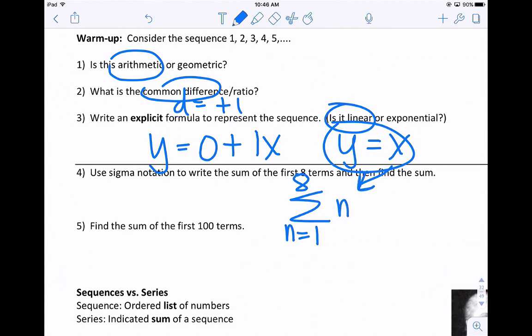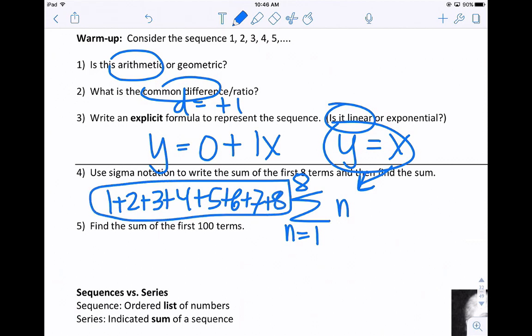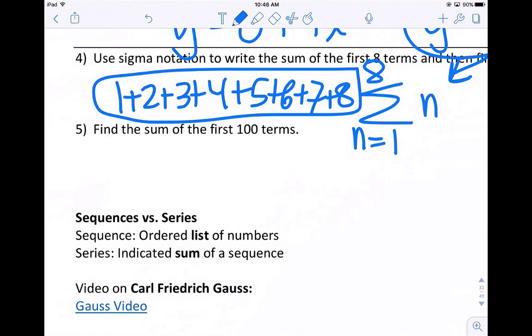So then you just add them up. 1 plus 2 plus 3 plus 4 plus 5 plus 6 plus 7 plus 8. You would add them up. I'll let you guys do that. All right, that's not so hard to do, but what about this? Find the sum of the first 100 terms. Here's sigma notation for that. But can you find those terms without actually adding them all up, just like we did in the first one?